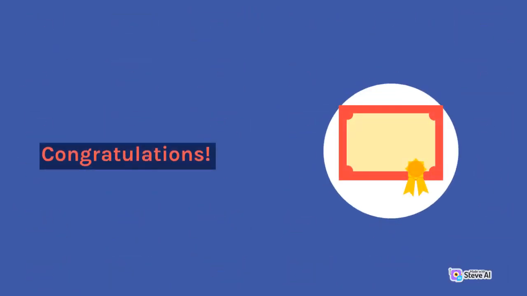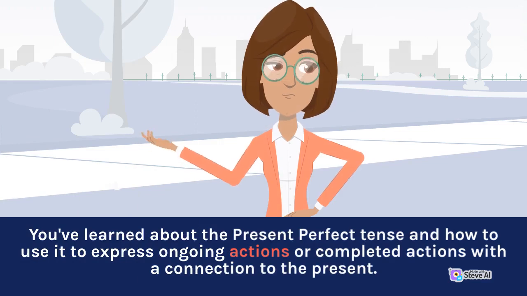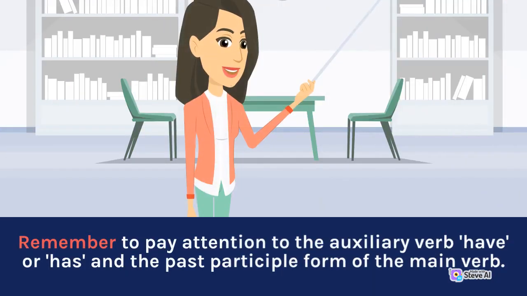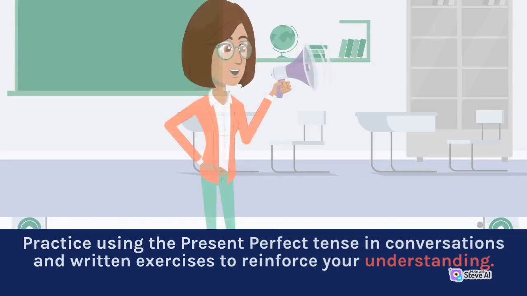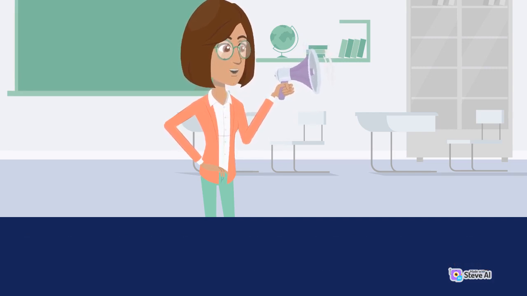Congratulations! You've learned about the present perfect tense and how to use it to express ongoing actions or completed actions with a connection to the present. Remember to pay attention to the auxiliary verb have or has and the past participle form of the main verb. Practice using the present perfect tense in conversations and written exercises to reinforce your understanding.